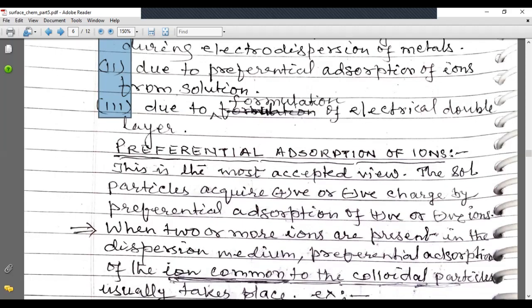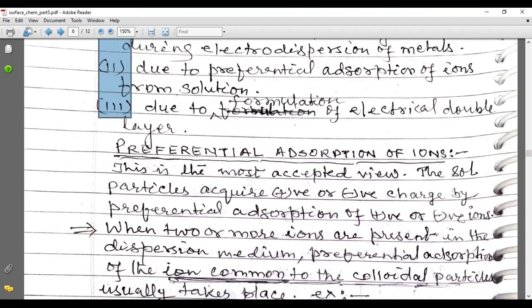AgI/I⁻, that is negatively charged solution we obtain. However, when potassium iodide solution is added to silver nitrate solution, a positively charged sol will result due to adsorption of Ag⁺ ion from dispersion medium.